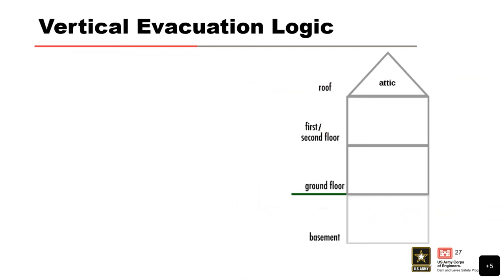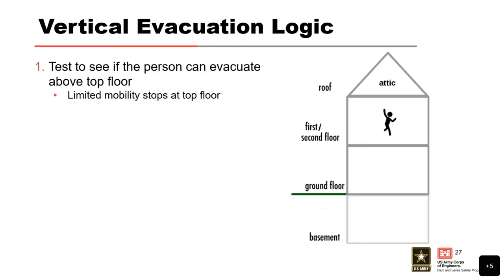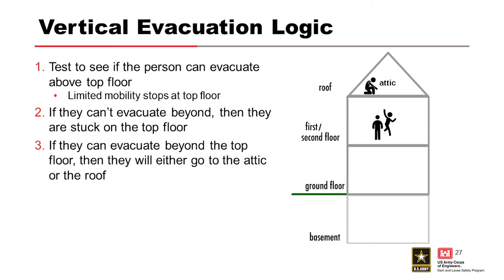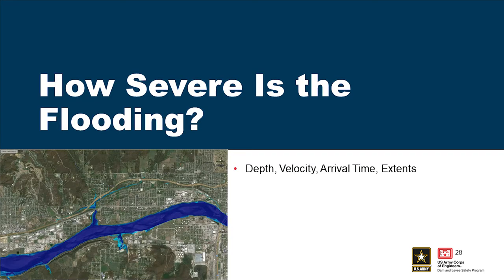We also have vertical evacuation, and this really just comes down to how tall your structure is, whether it has an attic, and then are the people that are in that structure, do they have limited mobility, right? If they don't have limited mobility, they're more likely to be able to get into the attic or on the roof. If they have limited mobility, they're just going to be able to get to the top floor. So that's the understanding of how we deal with vertical evacuation for people that are trapped in a structure. That detail. Flood severity. This all comes down to depth, velocity, arrival time, and extent. Now, what matters when getting to that?